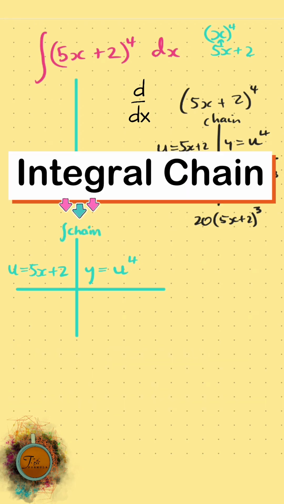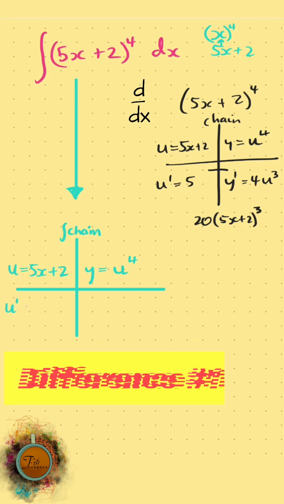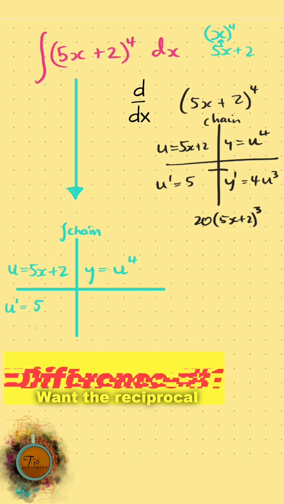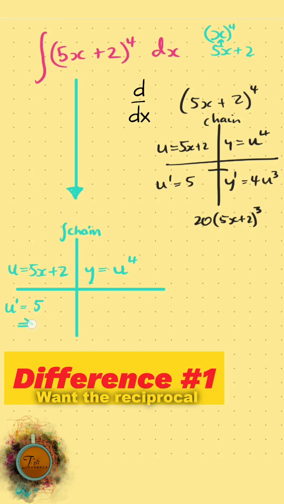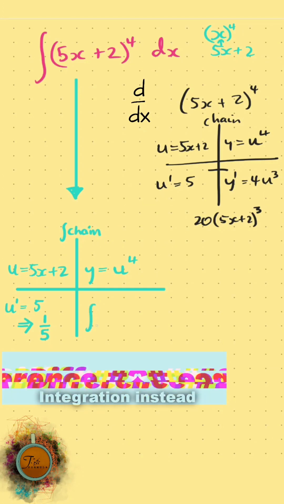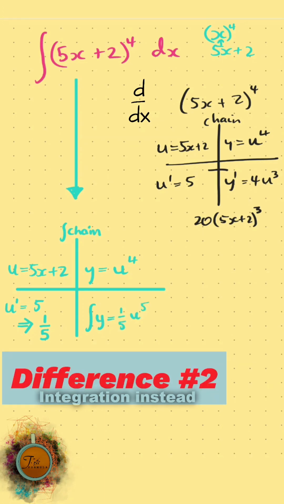Okay, I'm going to call it integral chain, just so I remember that I'm integrating here rather than differentiating. When we differentiate down here, we are not looking to find the derivative. We're looking to find the reciprocal of the derivatives. Just draw myself an arrow and say 5 implies that we want 1/5. And on the right hand side, we're not going to be differentiating. This is integration. We're going to integrate y, and the front is going to be divided by the new power.